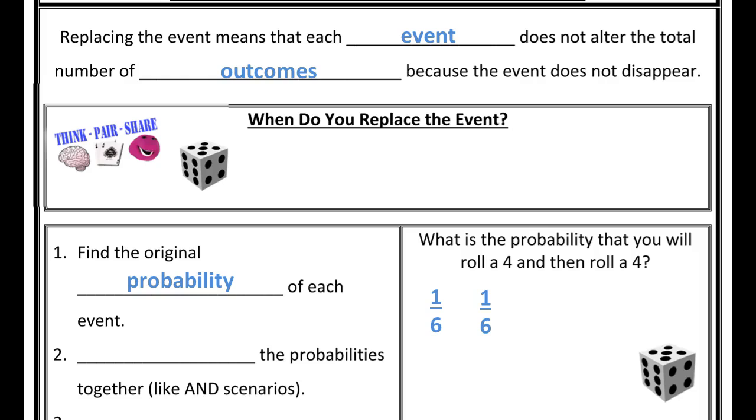Once I have these two probabilities, I'm going to multiply the probabilities together, just like an AND scenario. So AND probability. What's the probability that I roll a 4 and then I roll another 4? I multiply them together. 1 times 1 is 1. 6 times 6 is 36. If necessary, simplify. In this case, 1 in 36 is our probability.